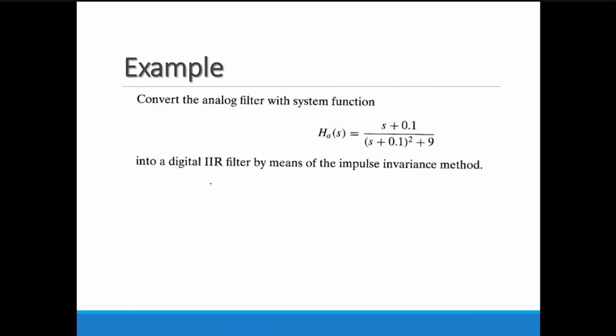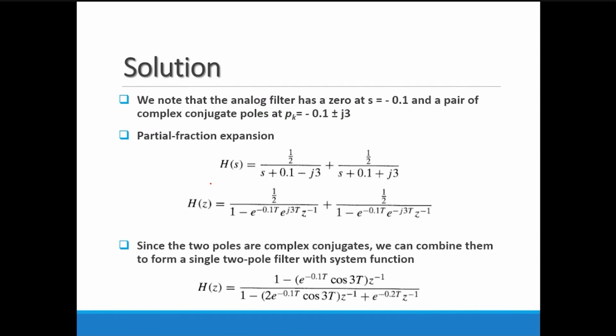Convert the analog filter with system function H(s) is equal to (s plus 0.1) divided by ((s plus 0.1) square plus 9) into a digital filter by means of the impulse invariance method. Here one analog filter is given to you, H(s) is equal to (s plus 0.1) divided by ((s plus 0.1) square plus 9). So this is the analog filter response or system function given to you. You have to convert this analog filter response into the digital filter by means of the impulse invariance method. So you have to apply the impulse invariance method and convert this. Okay, so we note that.